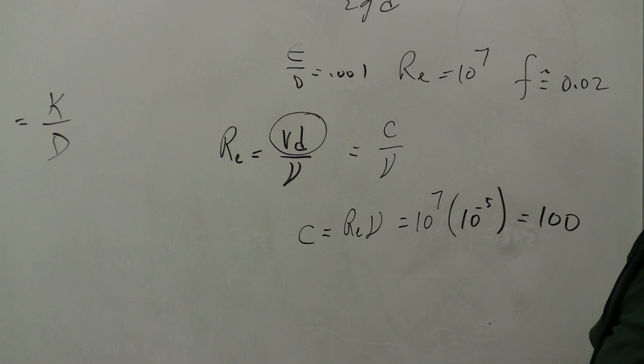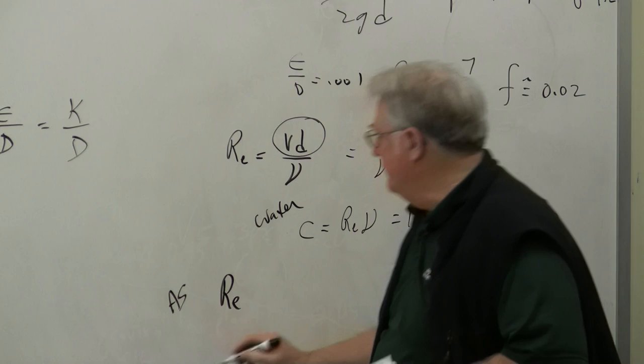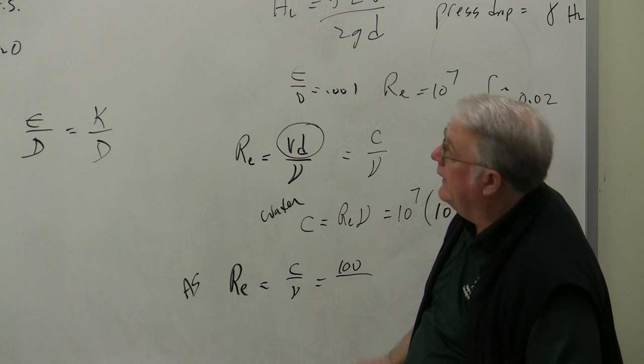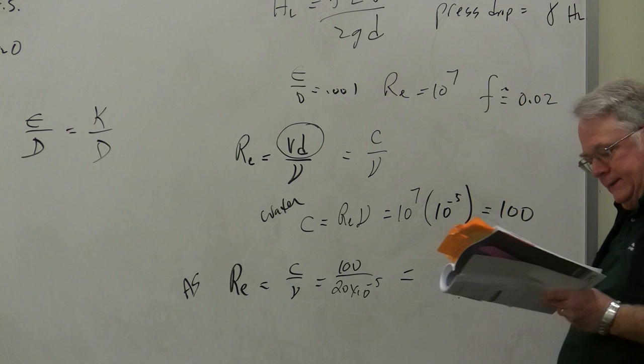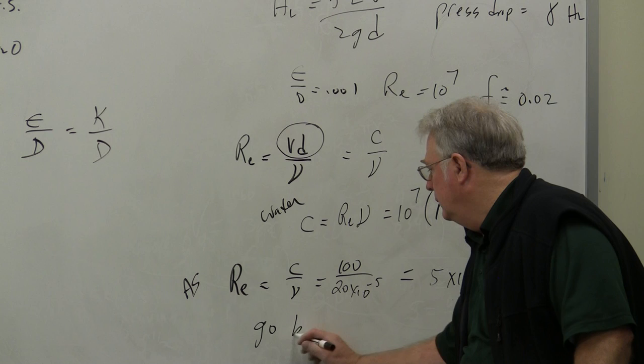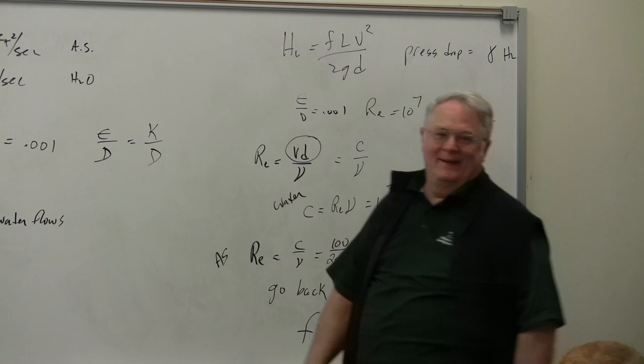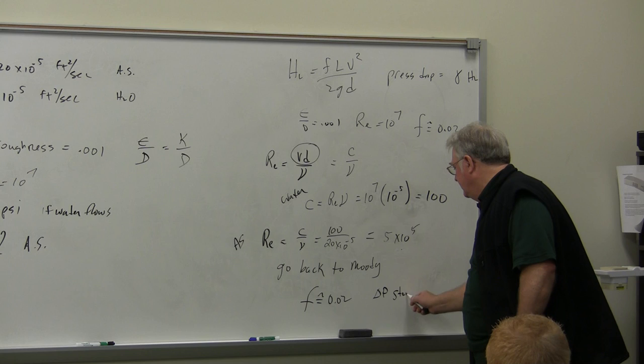Okay, so now we want to do a new Reynolds number. This is for water, so now we want to do a new Reynolds number for activated sludge. It's C over nu, so I take 100 and I divide it by 20 times 10 to the minus 5. That comes out to be 5 times 10 to the fifth. Go back to Moody, and you find that F is about 0.02 again. And what that means is delta P stays the same.